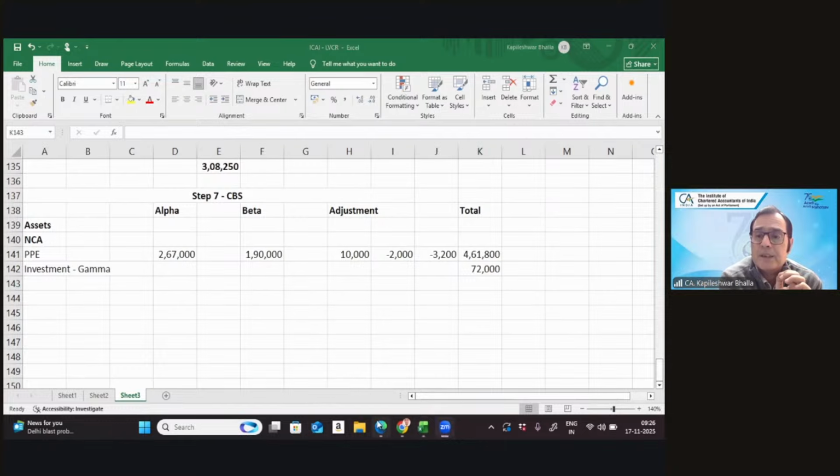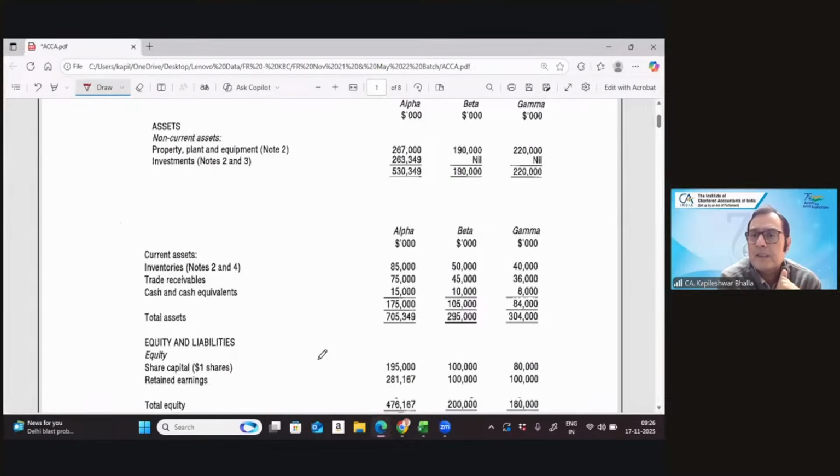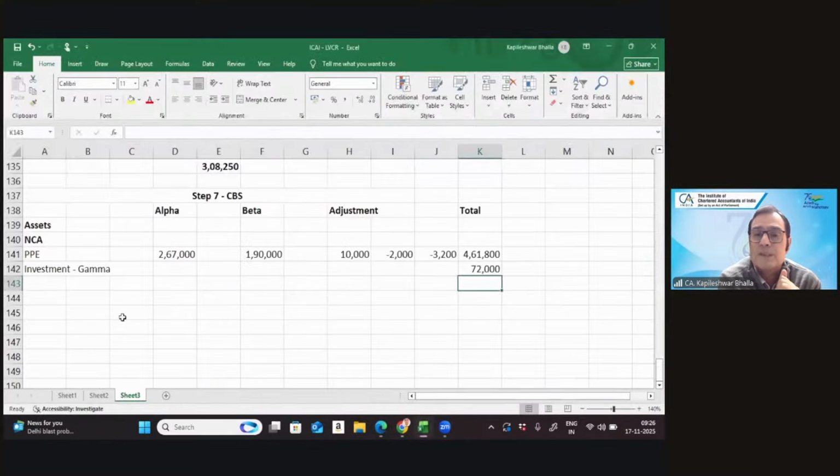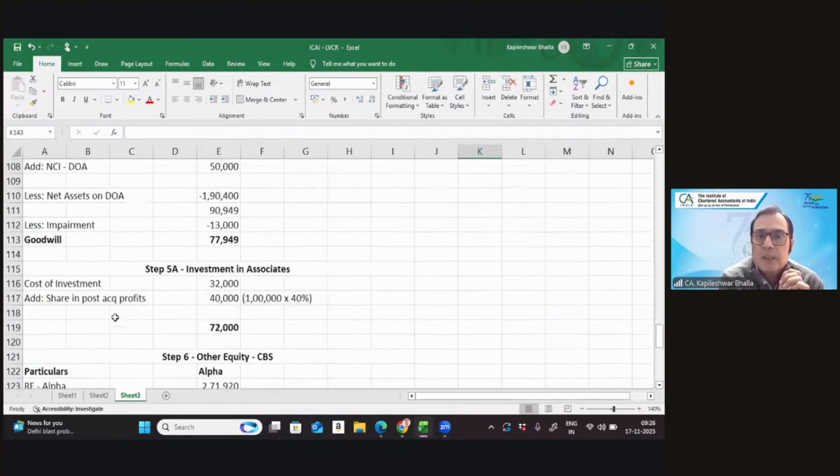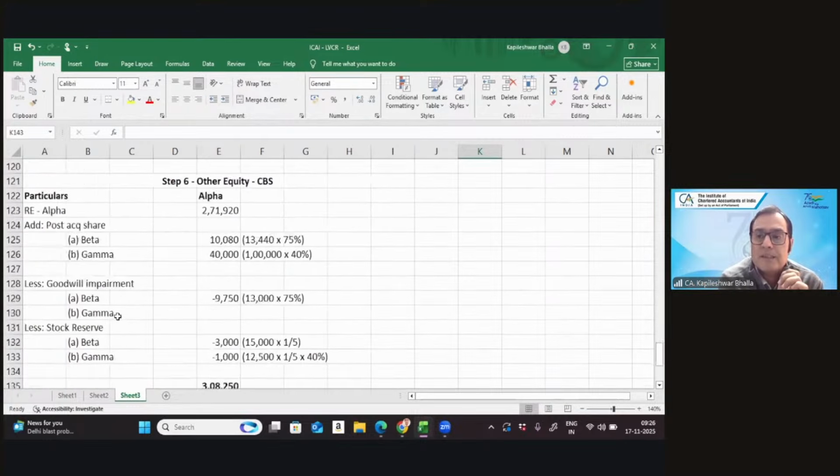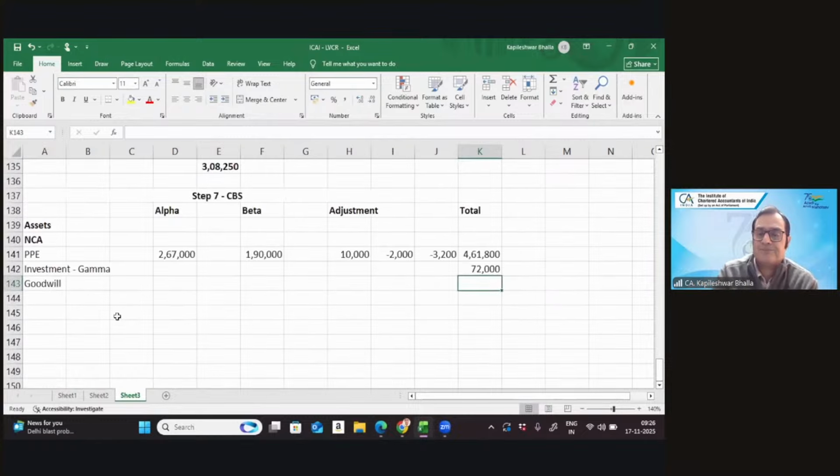And I think next inputs in the balance sheet. I think nothing else on the asset side, but goodwill is there, right? So we need to fit in the goodwill calculated. So goodwill is there with us, 77,949. That is the goodwill. I think that's it on the non-current asset side with us.